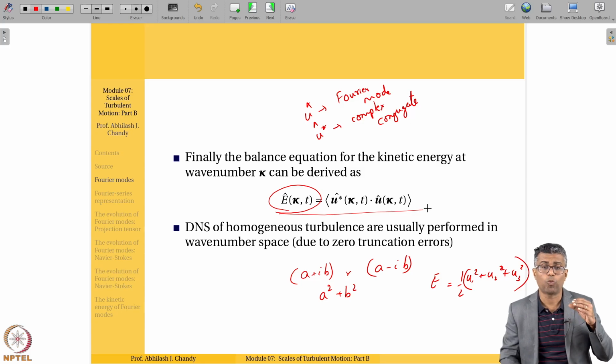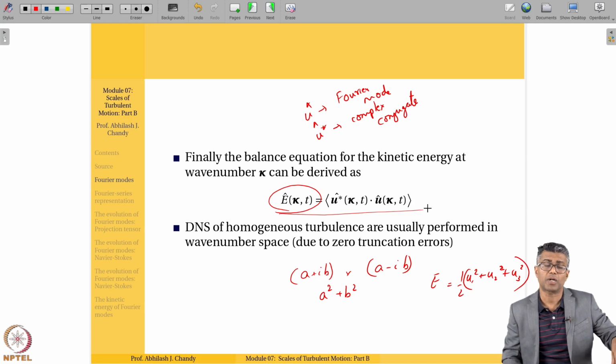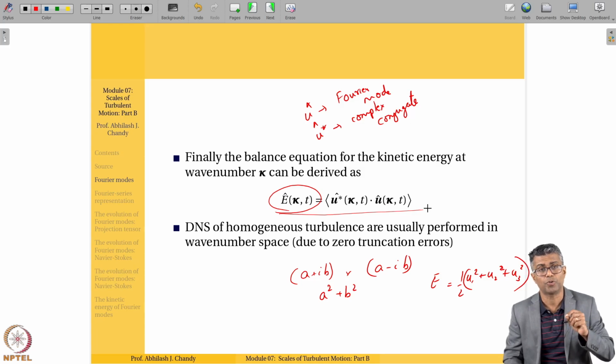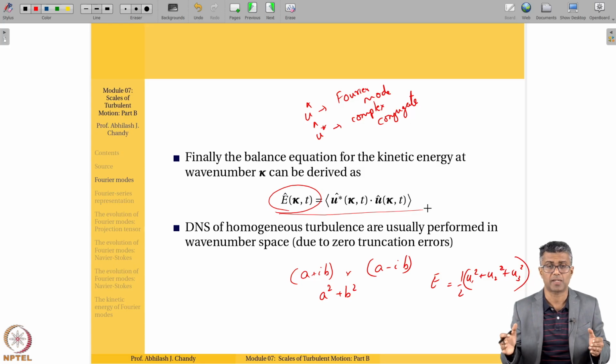So what we are trying to show with this equation is that if you represented the velocity vector by a Fourier series and you converted the Navier-Stokes equations into Fourier space, and then solve for the velocity, then you can get the energy by using this equation. You can get the kinetic energy in Fourier space by using this equation. And that was the goal of this entire exercise, isn't it?